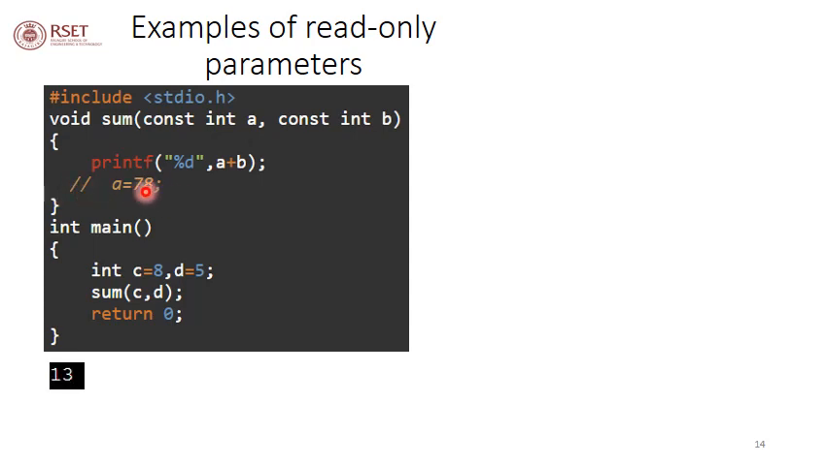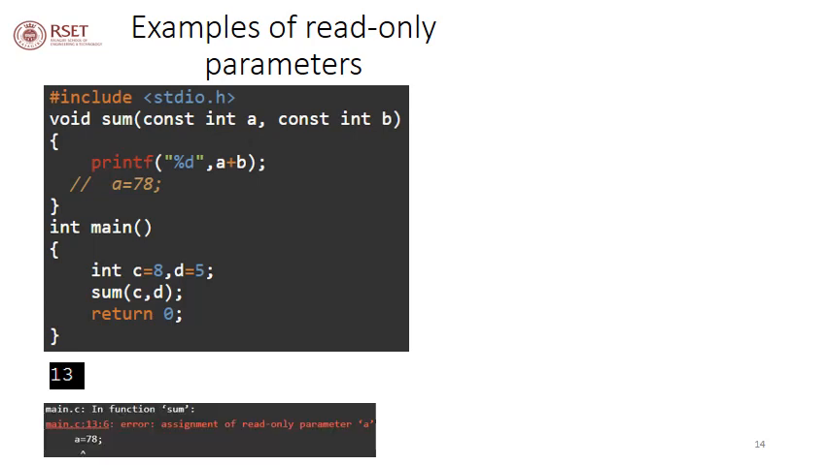You can see that I have commented out a line over here, a = 78. If I uncomment that line, then here I am using a as an L-value. That means I am trying to modify the value of a. That is not possible in the case of read-only parameters, and the compiler will immediately throw an error: assignment of read-only parameter a. Let's now see an example wherein the read-only parameters are passed by reference.